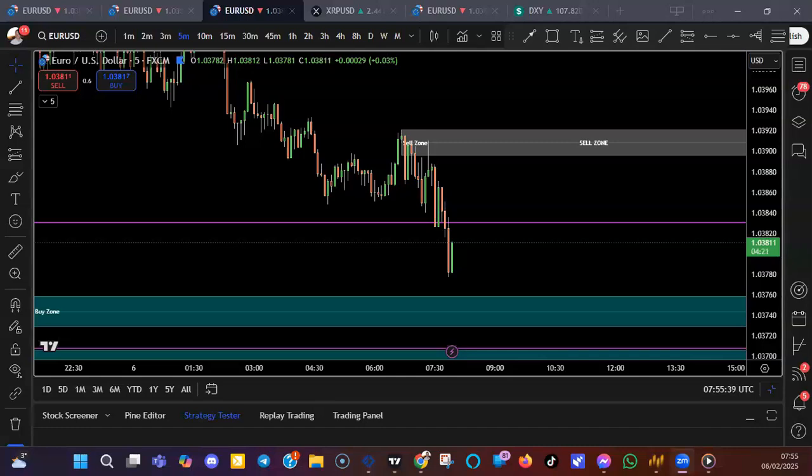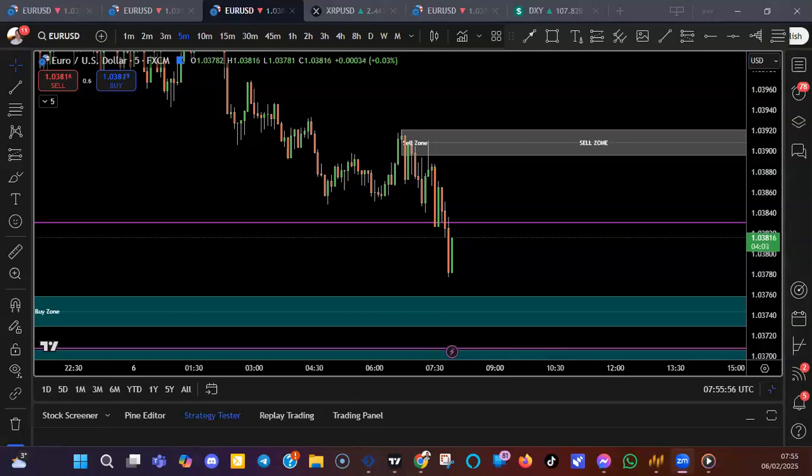Looking at the EUR USD on the 1 minute time frame, essentially with the Academy 55 indicators, and looking on the 5 minute time frame for the zones. That's where we are right now. As you can see, we're in between zones.